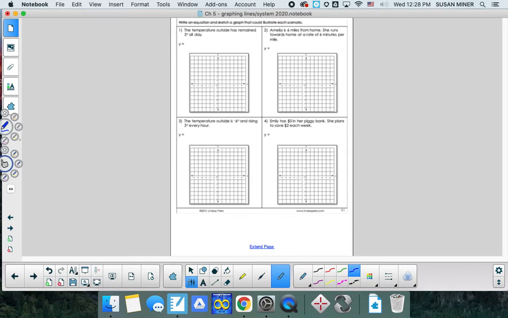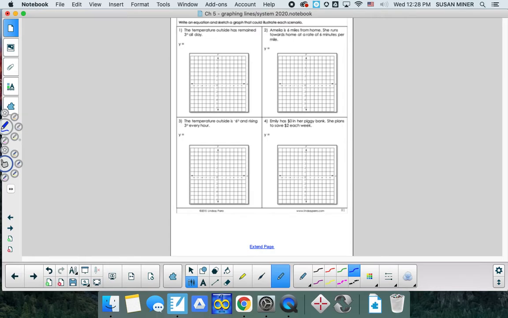Okay, so let's start out by just writing the equations for each of these lines, right? And seeing what happens. So the temperature outside has remained 3 degrees all day. So kind of think about in your mind, what's happening? Is the temperature going up? Is the temperature going down? What did you decide? In this situation, the temperature is just remaining the same all day long. It's not going up, it's not going down.